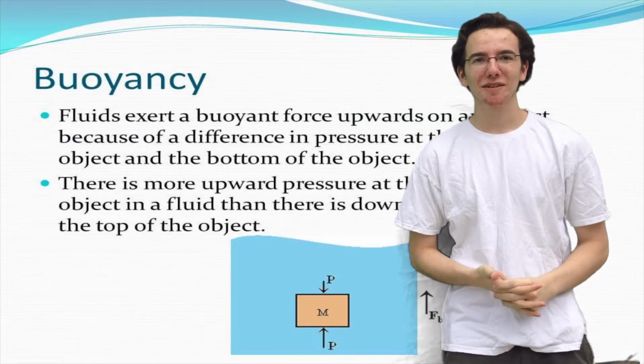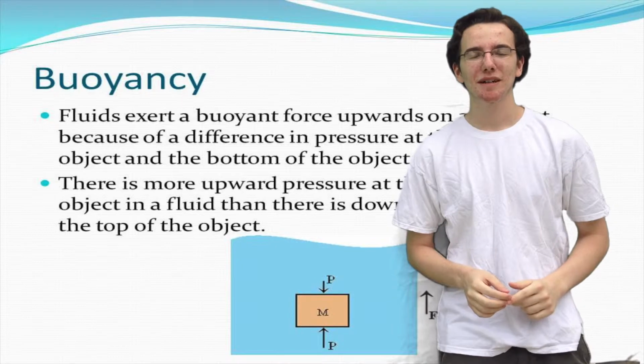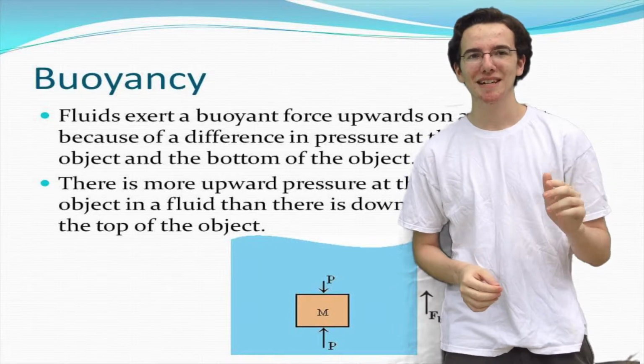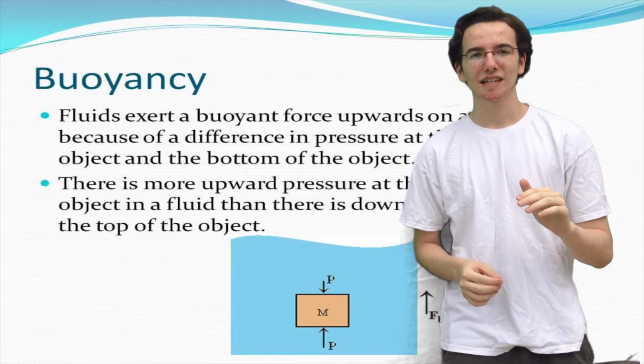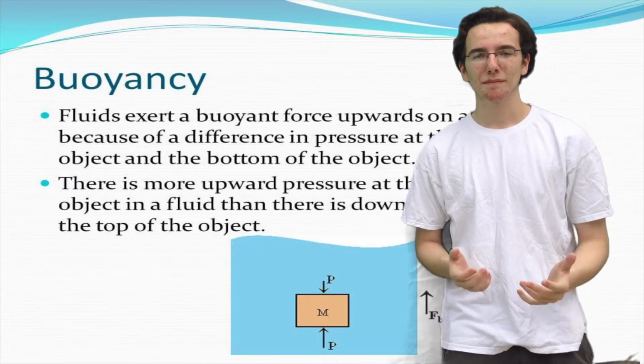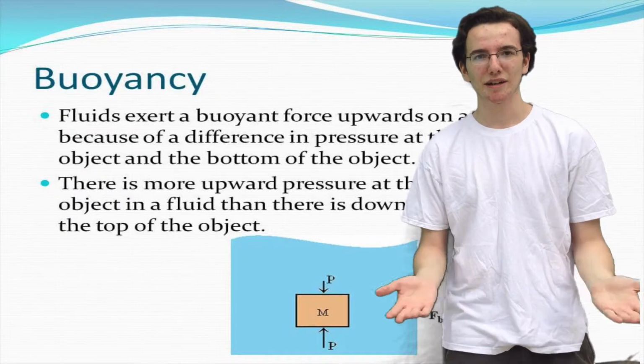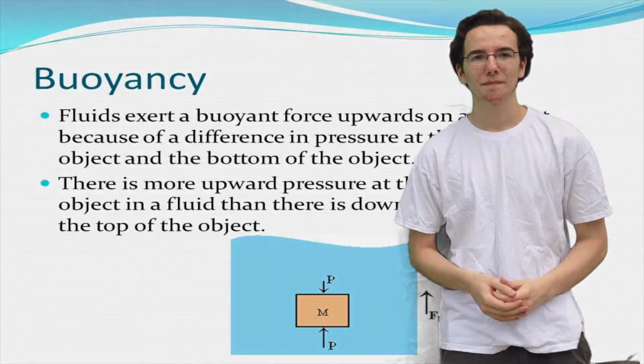Buoyancy. Fluids exert a buoyant force upwards on an object because of a difference of pressure at the top of the object and the bottom of the object. So, at the top of the object there's going to be less pressure than at the bottom, because at the bottom of the object it's at a greater depth, which creates more pressure.